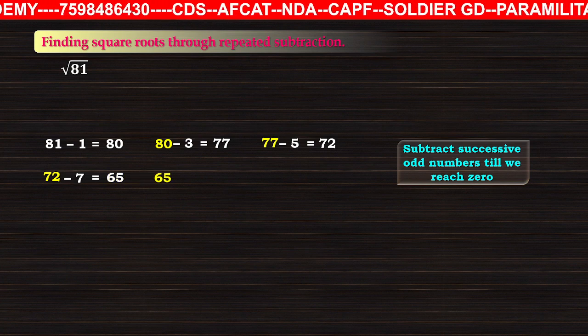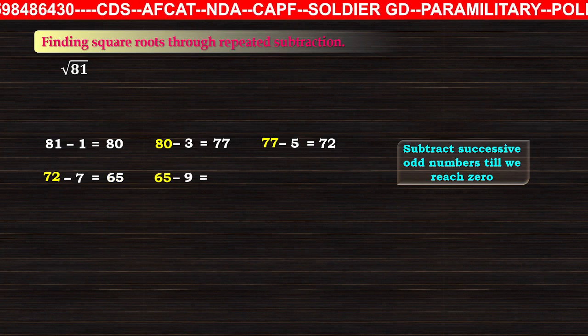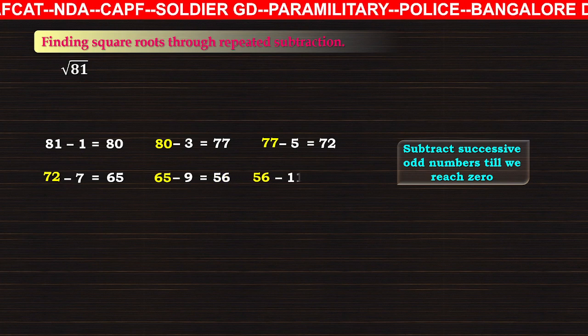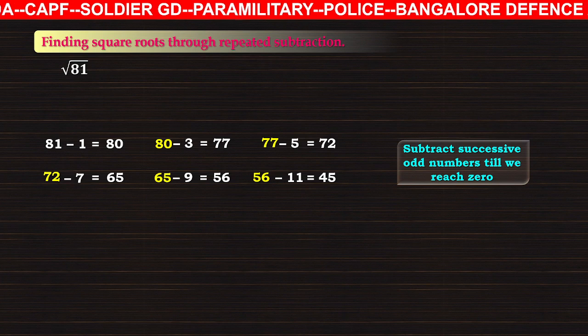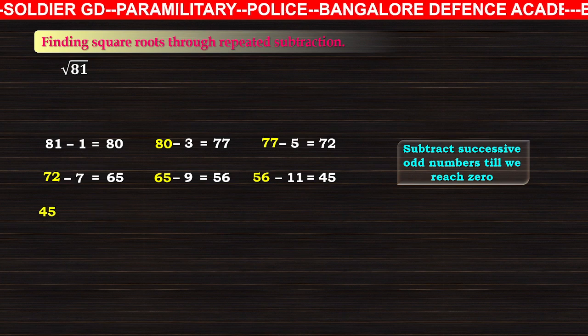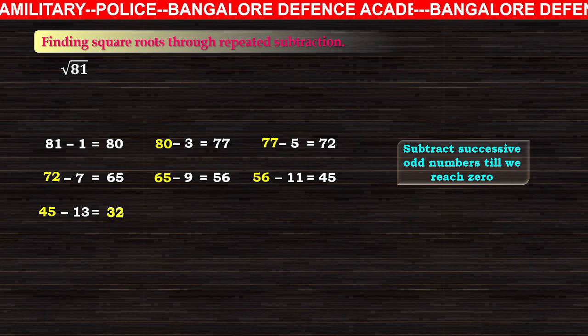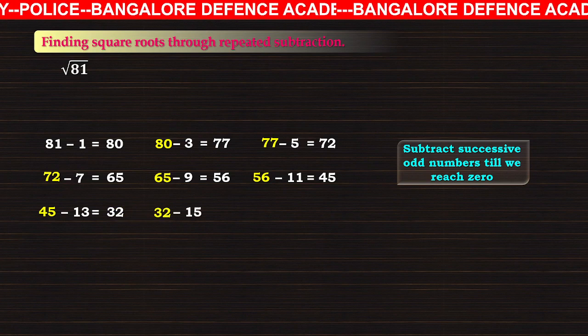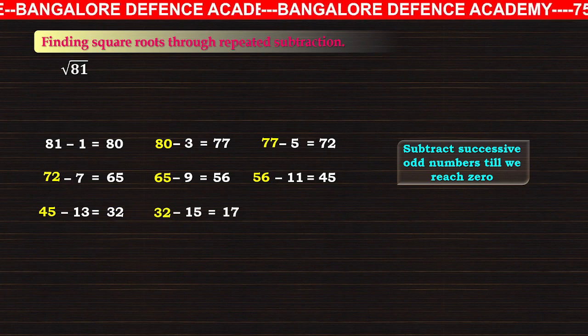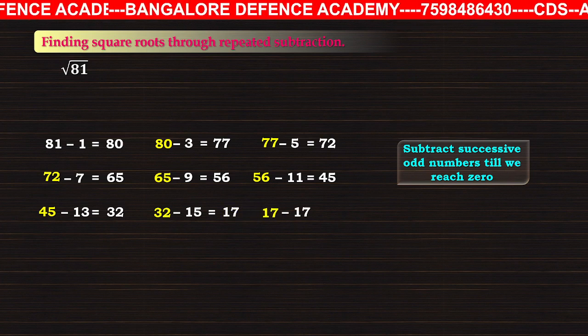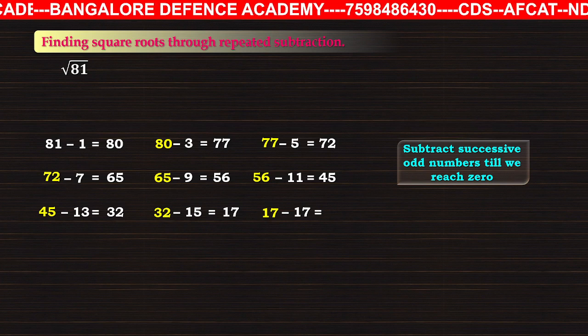Now you take 65. 65 minus 9, it gives me 56. Now you take 56. 56 minus 11, it gives me 45. Now you take 45. 45 minus 13, you get 32. Now you take 32. 32 minus 15 gives me 17. And now you take 17. And the next odd number is 17. So 17 minus 17 gives me 0.